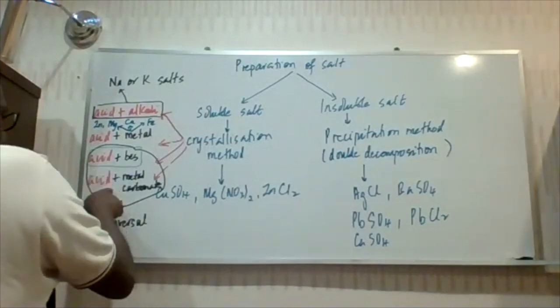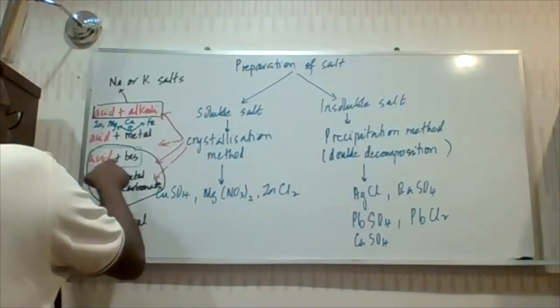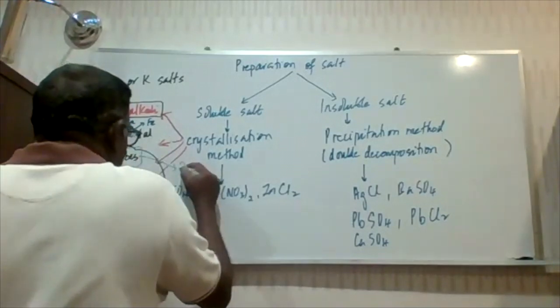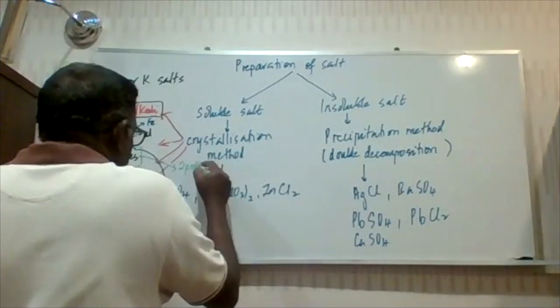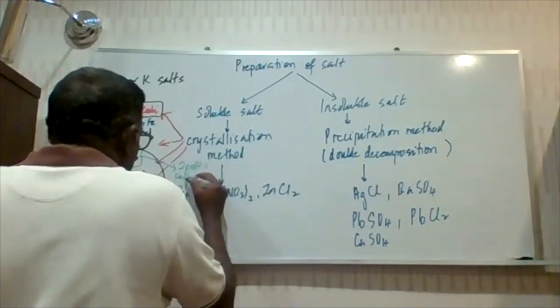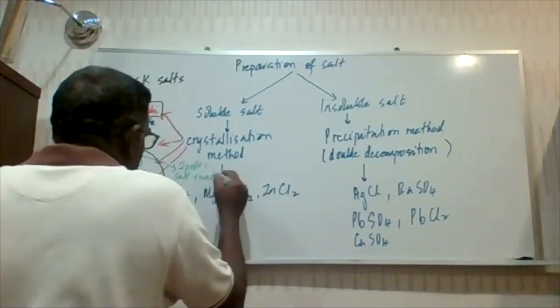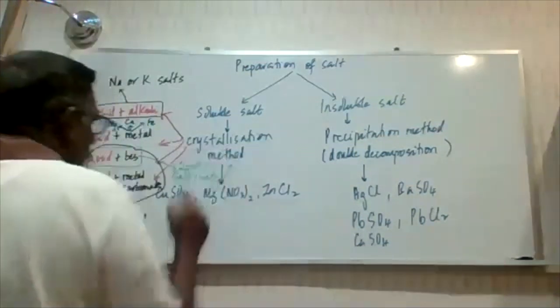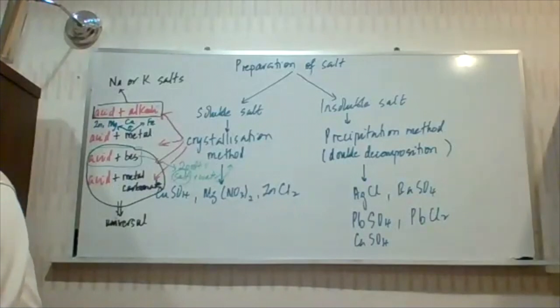Now, why not this? This is more superior than this, because when an acid and base react, you only get two products. So I like that. You will get a salt and you get the water. So we want the salt. All you have to do is evaporate the water out, and you will get the salt that you want.